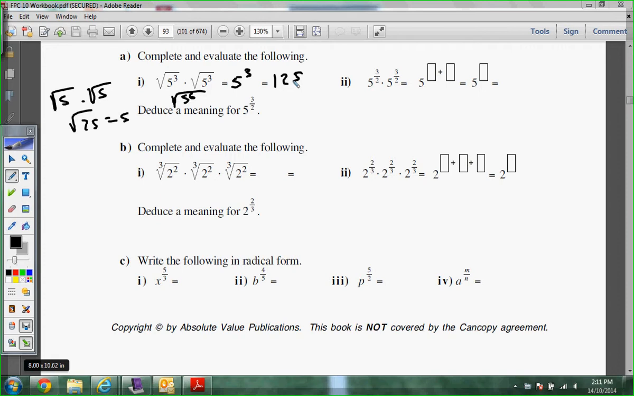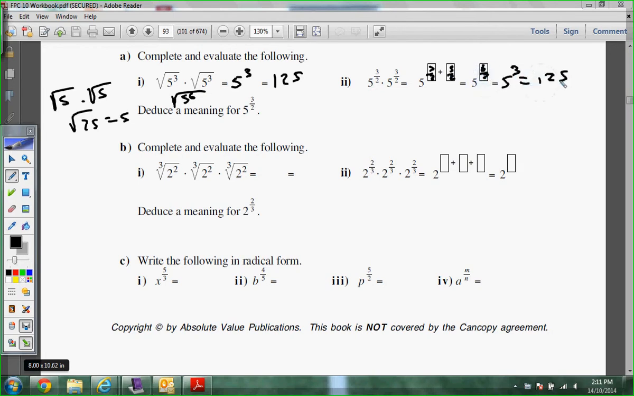Okay, stay with me. So then 5 to the 3 halves times 5 to the 3 halves, we're going to add 3 halves.